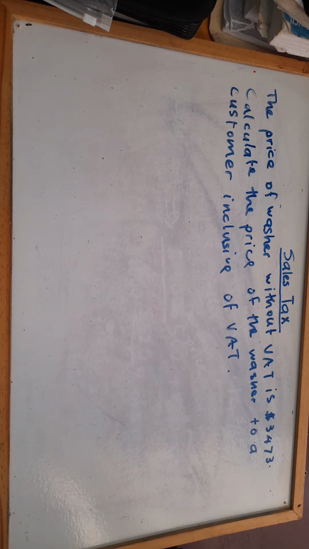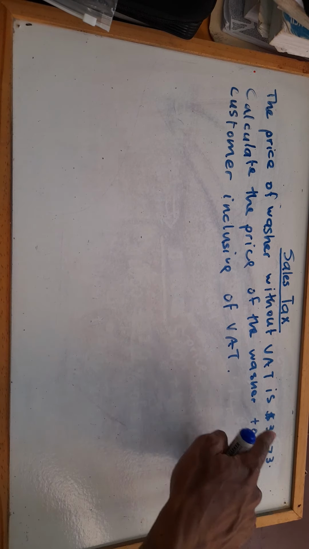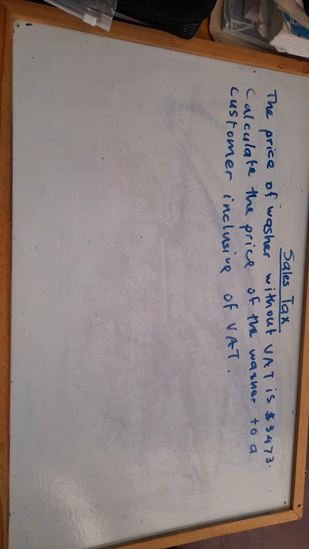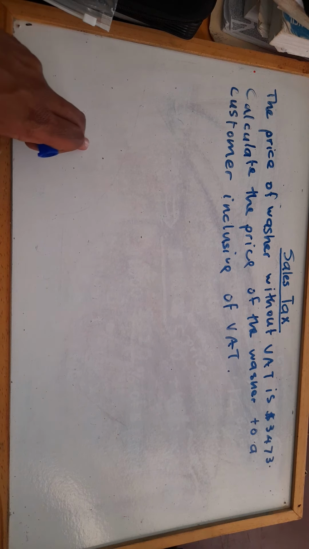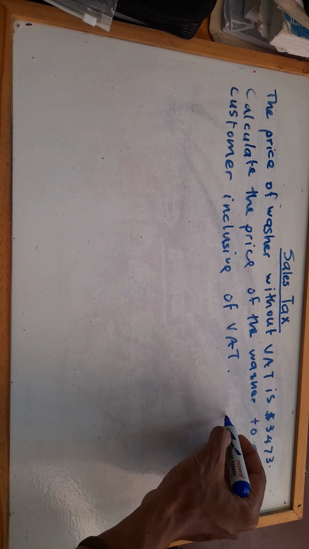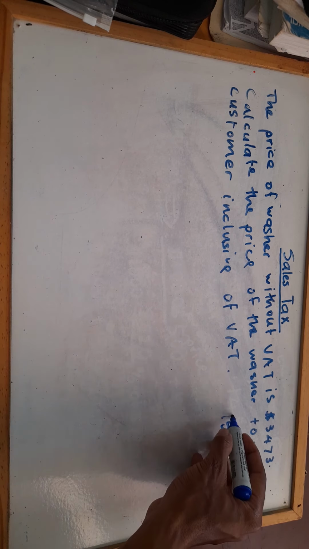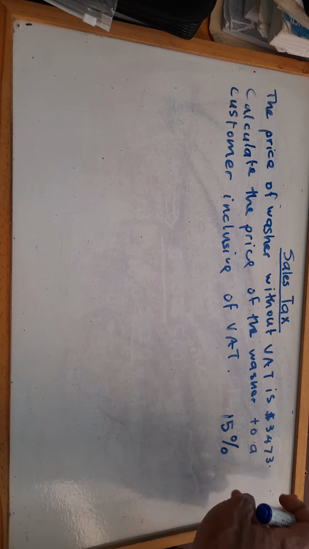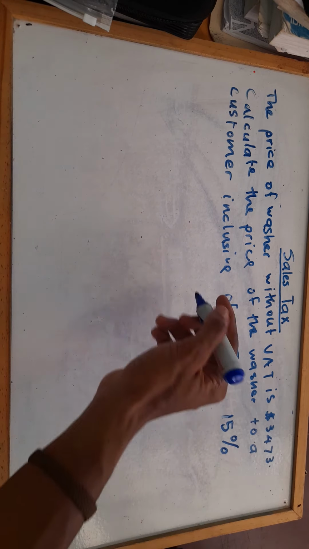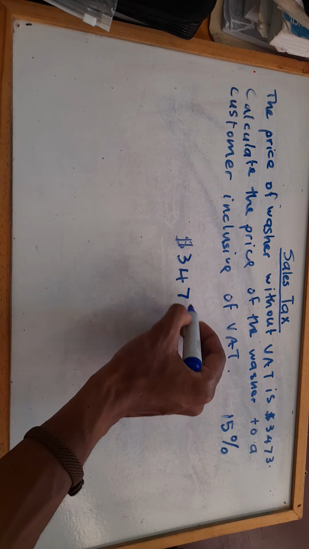Forgive my handwriting. But the price of a washer without VAT is $3,473. Calculate the price of the washer to a customer inclusive of VAT. I did not write it here, but they said the VAT is 15%. Now, it already tells you this is the price without VAT.